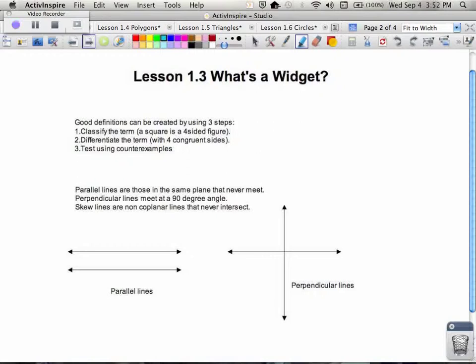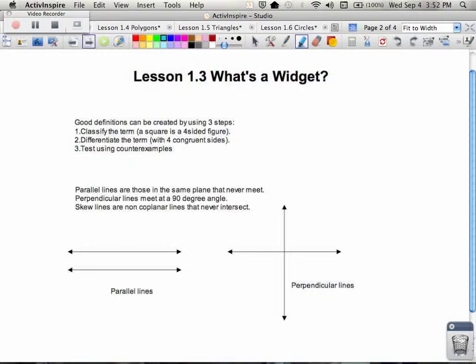And then, in addition to that, you want to also test using counterexamples. For example, a rhombus satisfies both of those things: four equal or congruent sides, and it has four sides, of course. So you would actually need a third piece saying that there are four right angles in order to make sure that you knew that you had a square. So those are the three steps.